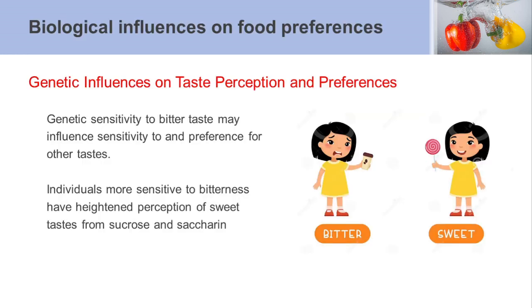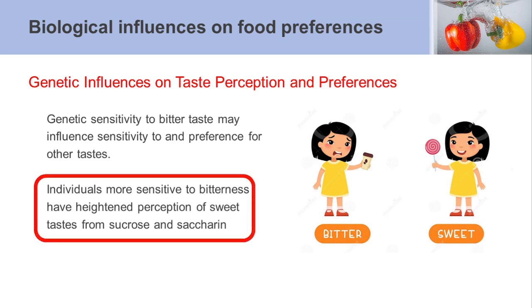The genetic sensitivity to bitter taste can influence the preference for other tastes. Individuals more sensitive to bitterness have a heightened perception of sweet taste, and they prefer to have sweet food.